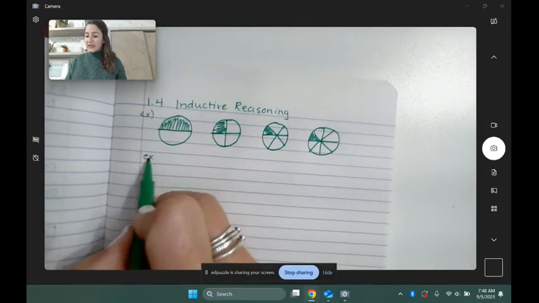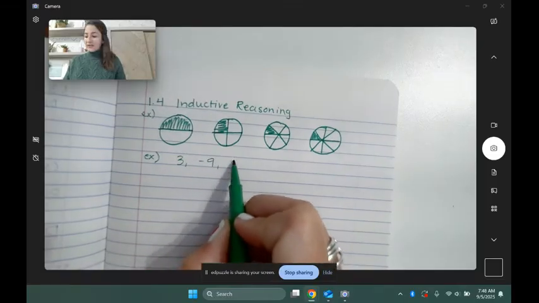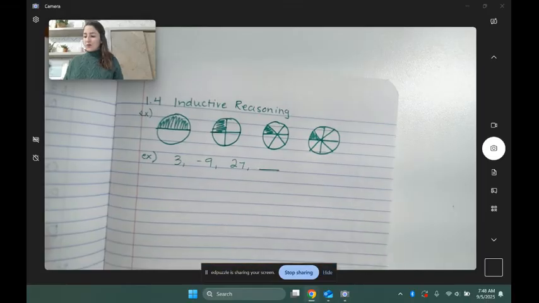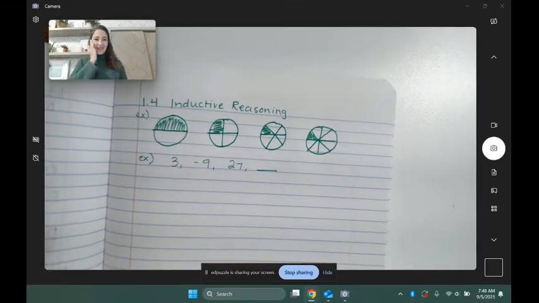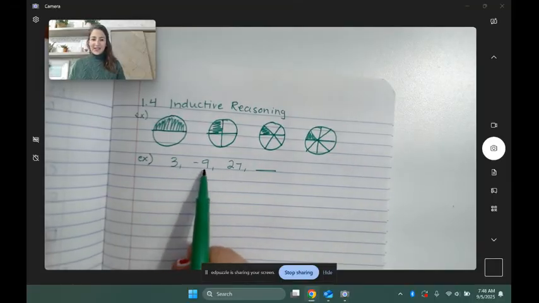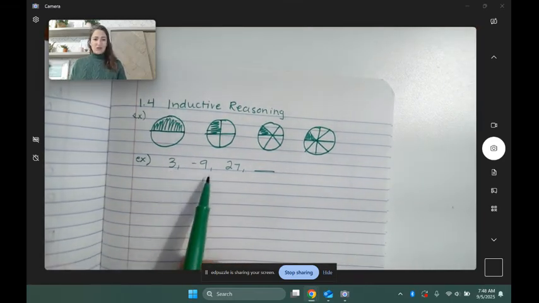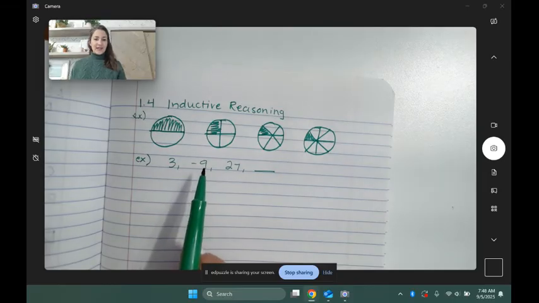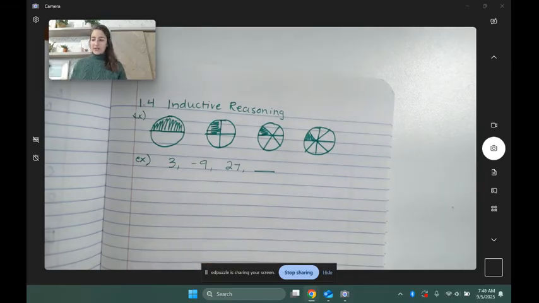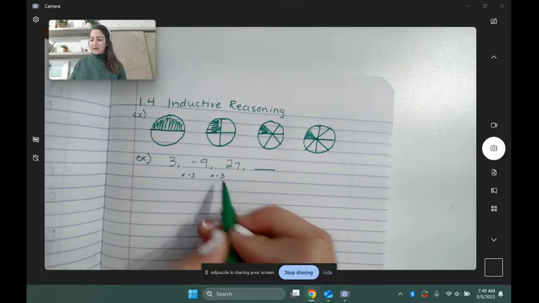Another example could be with numbers. Let's say I had 3, -9, 27. What's going to come next? So there's a couple of patterns going on here. Looks like in order to get to -9, I can either subtract 12 or multiply by -3. And -9 times -3 is 27. So it looks like I'm multiplying by -3, times -3.